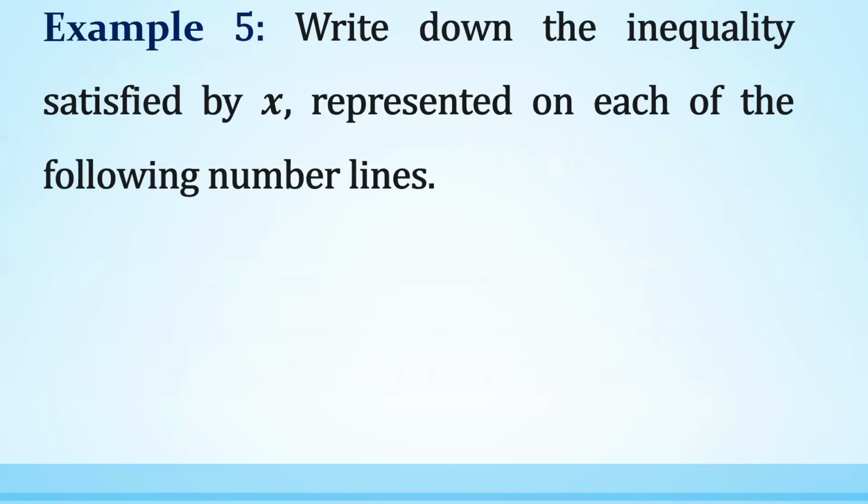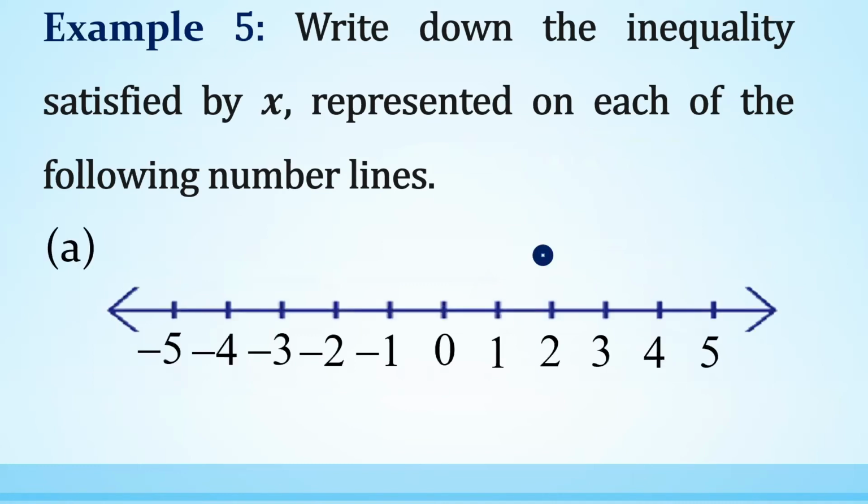Fifth example. Write down the inequality satisfied by x represented on each of the following number lines. So here's part A. We can see that we have a shaded circle at 2. What does it mean? This means that x can be equal to 2. Now we can see that we have the arrow pointing towards the left. So here I'm going to have x less than or equal to 2.